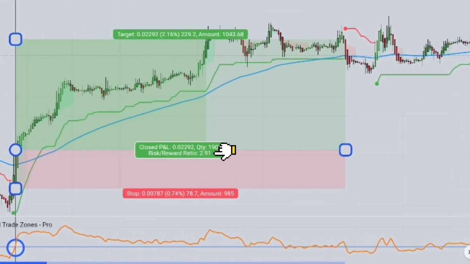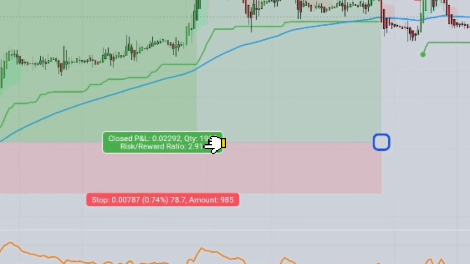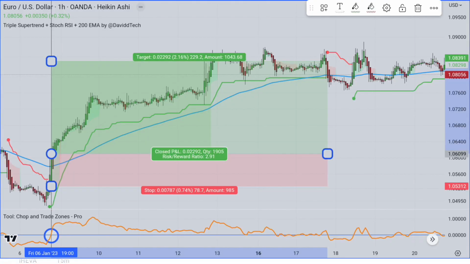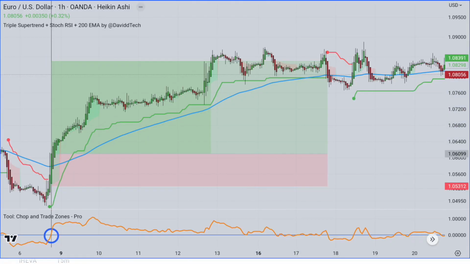We have achieved a successful trade and a nice profit ratio based on our preferred risk-reward level. Now let's continue sequentially on the chart.